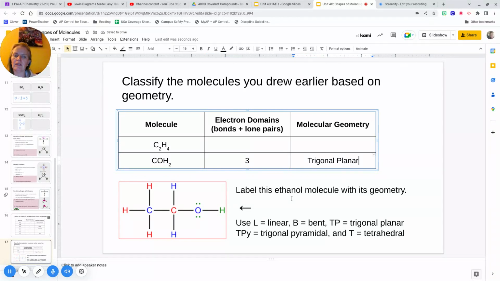Next, you could try labeling this ethanol molecule with its geometry once you complete the chart. And in this case, there are a few central atoms, right? So you would want to look at each central atom and label it as either tetrahedral, trigonal pyramidal, trigonal planar, bent, or linear. So with more complicated molecules, we talk about the geometry around each of the central atoms. So you could go ahead and try that.